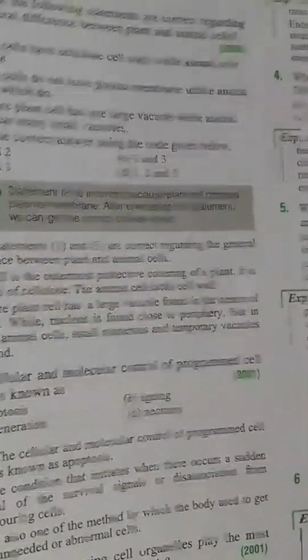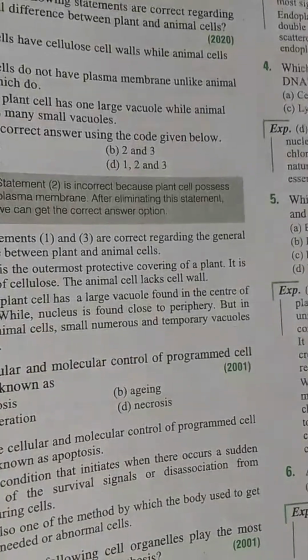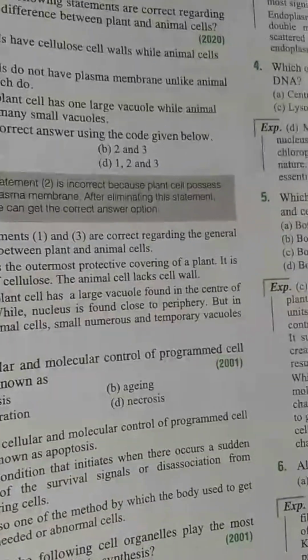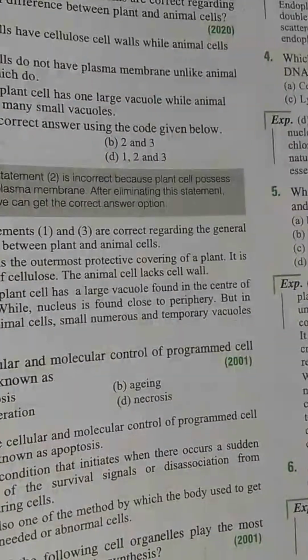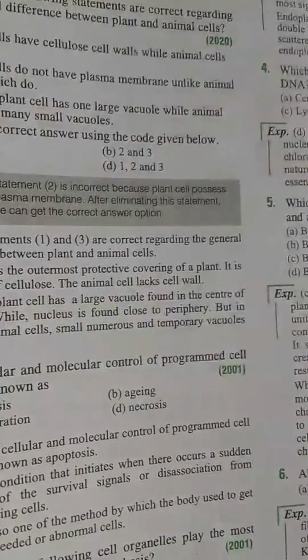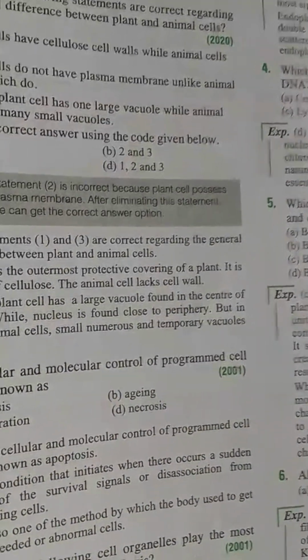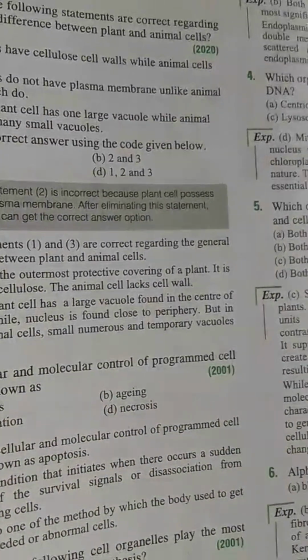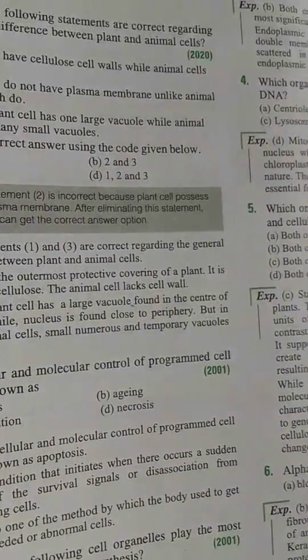Cellular and molecular control of programmed cell death, known as apoptosis, is the method the body uses to get rid of unneeded abnormal cells. It is a condition that initiates when there occurs a sudden removal of survival signals.